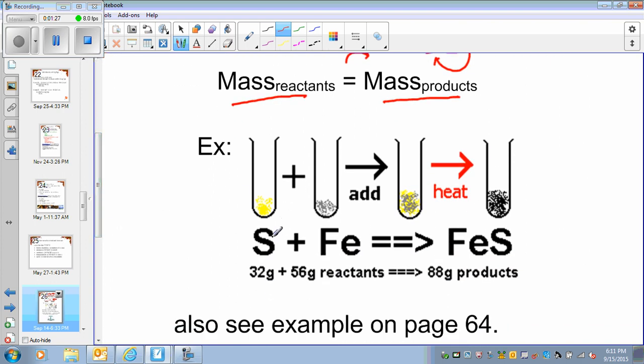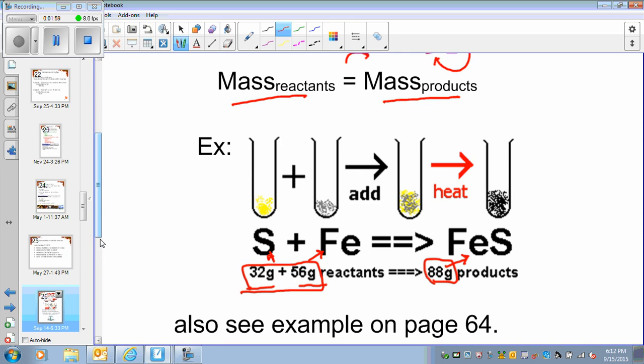So if I take sulfur and I take iron and add them together and they go through a chemical reaction, it will produce iron sulfide. So if you had 32 grams of sulfur, I'm sorry, 56 grams of iron, together they must make 88 grams of iron sulfide. Whatever the total mass that was added on the reactant side must be equal to the total mass on the product side.